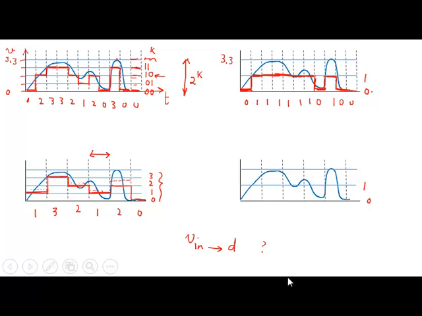And of course, the inverse question is, let's say my analog to digital conversion gives me a digital value of 2 out of the values from 0 to 3, right? Then what was the original V in that I used that gave me that D value? Okay, so let's talk about these issues.